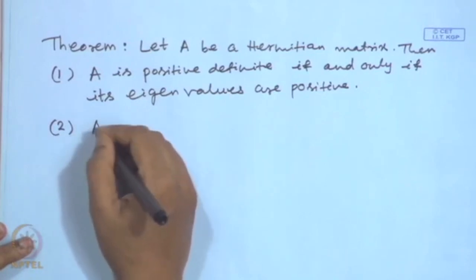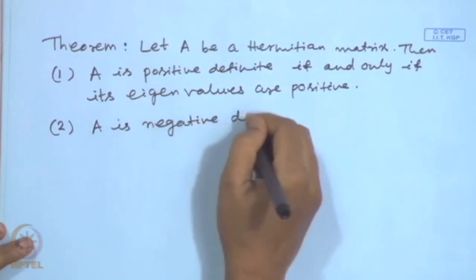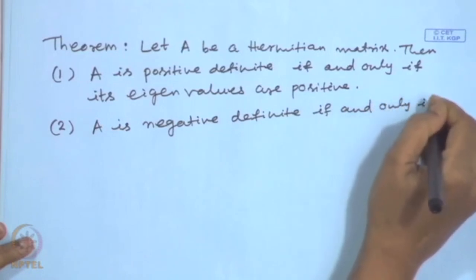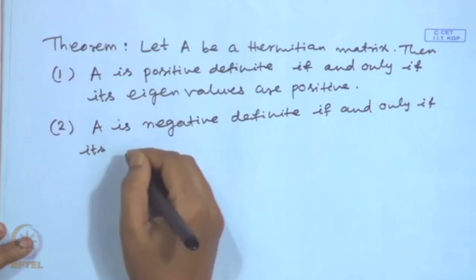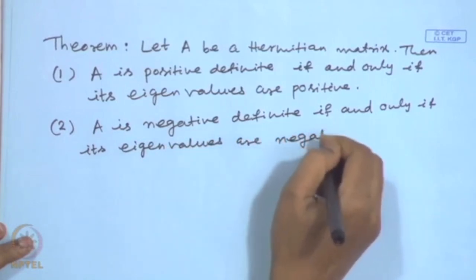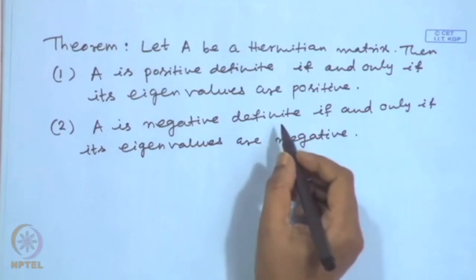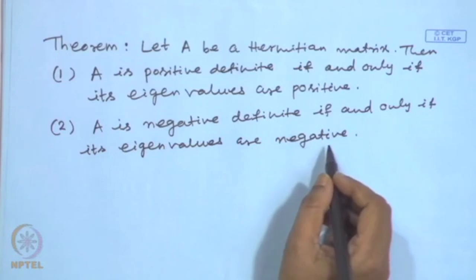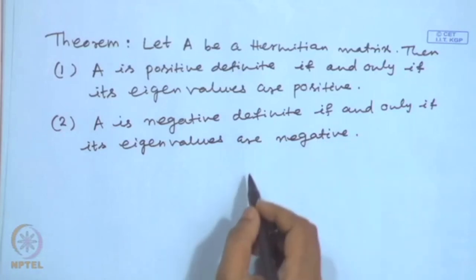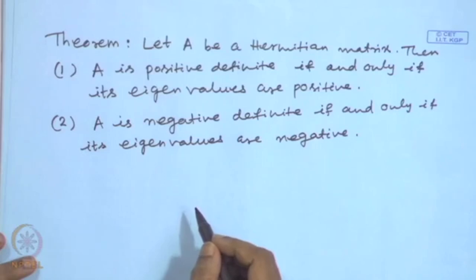Similarly, the second one is like this. A is negative definite if and only if its eigenvalues are negative. So for negative definite matrices, all its eigenvalues are negative, and the other way around, if for a Hermitian matrix all its eigenvalues are negative, then the matrix will be a negative definite matrix. One can prove these results easily, and here we skip this proof. And that's all for this lecture, and we stop here.